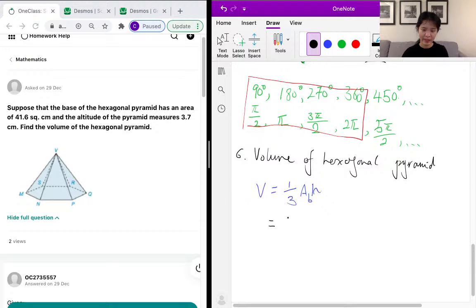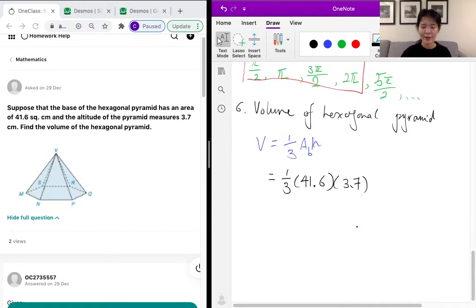And for this situation specifically, we were actually given, not the surface area, we're given the area of the base, the base area over here, and also the height, which is the altitude. So we can just directly plug the numbers into the formula and arrive at an answer. So we know the area of the base of the pyramid is 41.6 square centimeters, and the height is 3.7 centimeters. So this is our answer right over here.